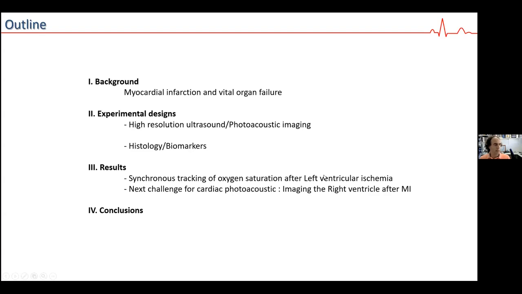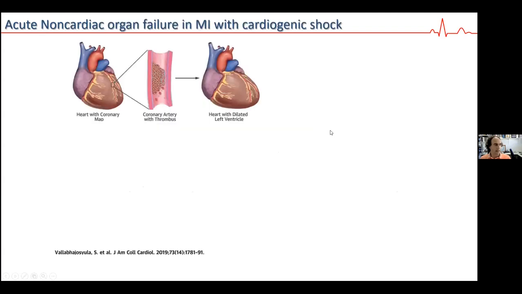One will be about left ventricular ischemia and the relation with oxygen saturation. And the other part, I will focus a little bit more on the right ventricle, especially after myocardial infarction, and how we can assess oxygen saturation in this case. And a small conclusion at the end.